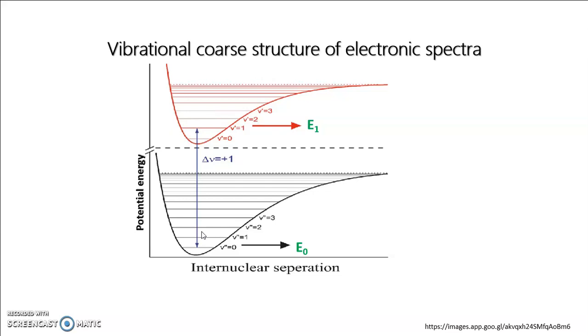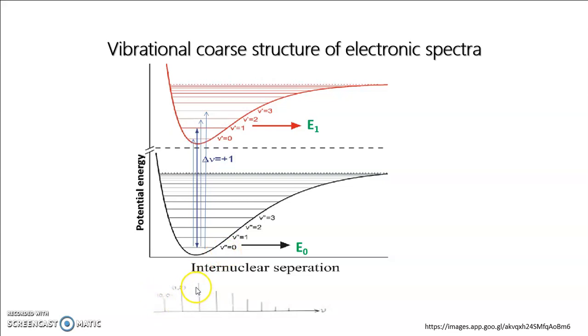So we can simplify the situation by thinking that the absorption starts from the ground electronic state only, so that we can have the transitions V double prime 0 to V single prime 0, V double prime 0 to V single prime 1, V double prime 0 to V single prime 2, then V double prime 0 to V single prime 3, etc. Thus, the electronic spectrum would contain different lines.